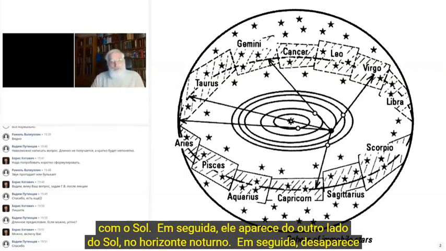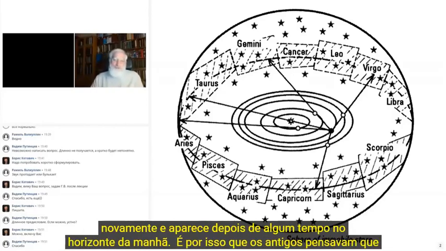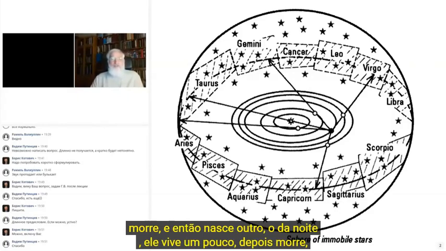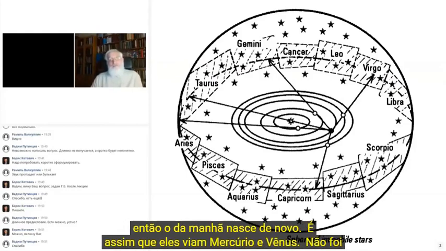Then it appears on the other side of the Sun, on the evening horizon. Then disappears again, then appears after some time on the morning horizon. That's why the ancients thought that these were two wandering stars, two planets. One appears in the morning, then disappears, perishes, dies, and then another one is born. The evening one, it lives for a while, then it perishes, then the morning one is born again. That's how they viewed Mercury and Venus.